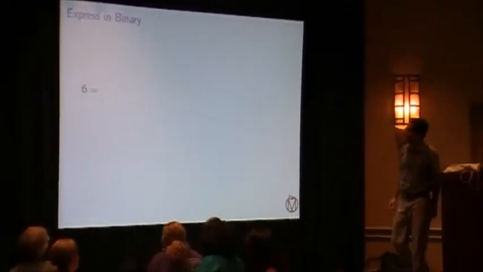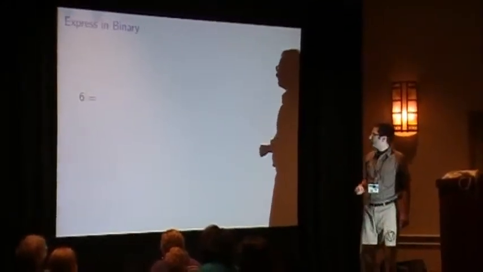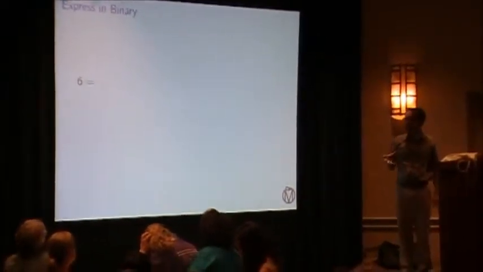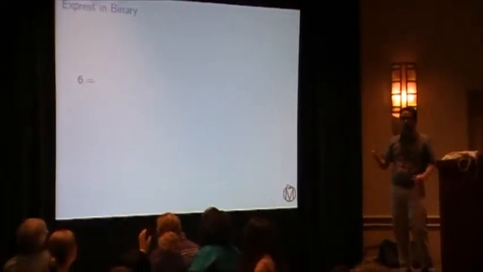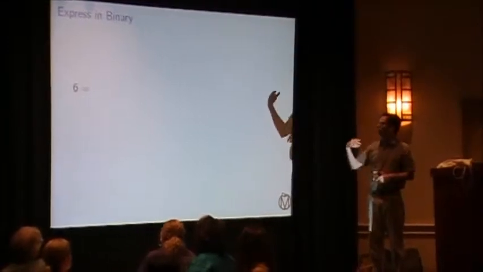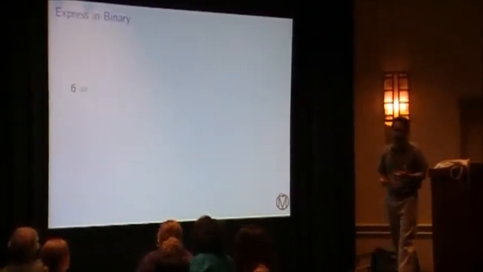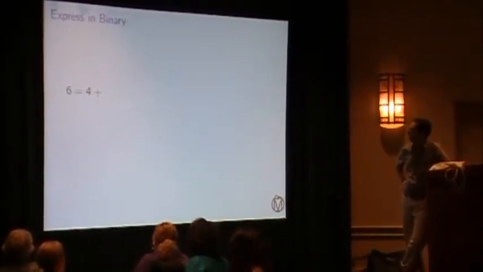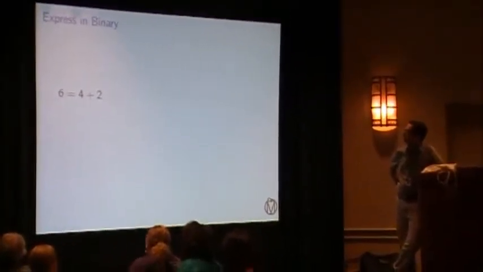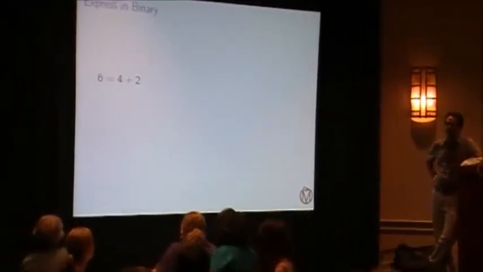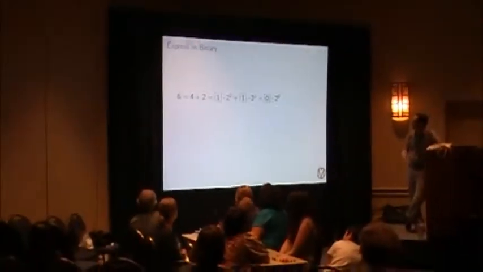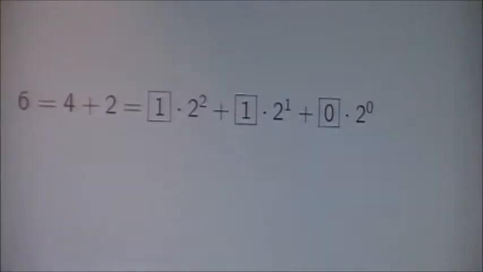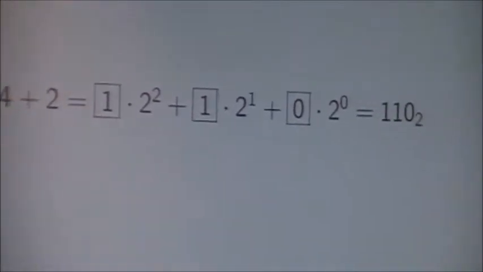So we're going to have a quiz. Let's express 6 in binary. The easy way to do this, here's the warm-up. The easy way is to take the highest power of 2 that's less than the given number, 4, and there's 2 left, and now there's nothing left. So 6 is 4 plus 2, and that's 1 four, 1 two, and no 1s, or 1, 1, 0.